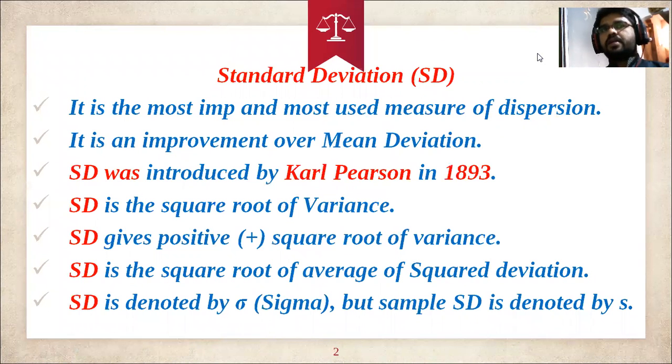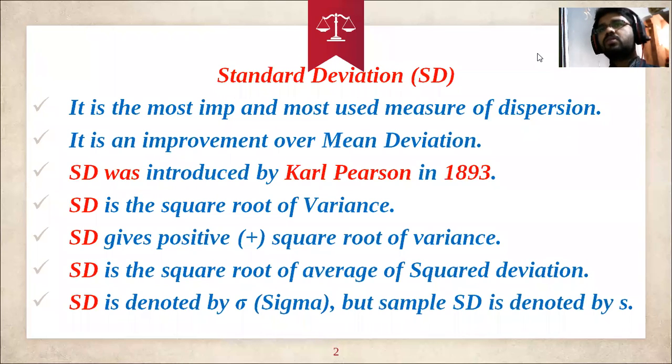Here is the introduction to standard deviation. It is the most important and most used measure of dispersion. When you use statistical tools and observe most research, the standard deviation is used most of the time. It is very important and used often in research. It is an improvement over the mean deviation.